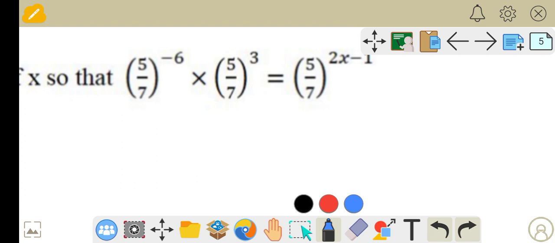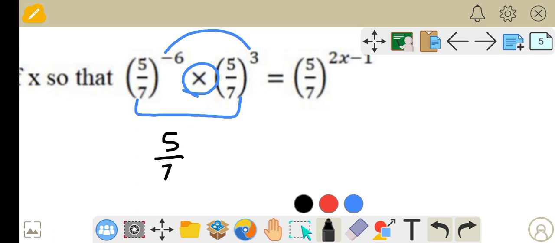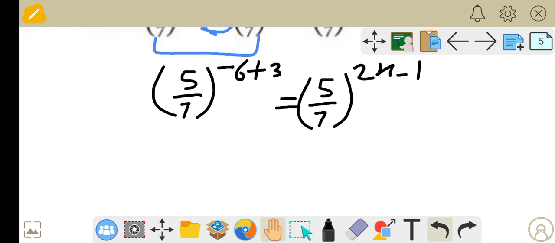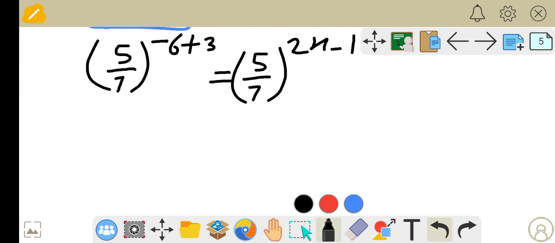We have a law: when two bases are the same and in the form of multiplication, then their exponents should be added. So it can be written as 5 by 7 to the power minus 6 plus 3, and on the right side we have 5 by 7 to the power 2x minus 1. Now both bases are the same, so we can compare their exponents and write minus 6 plus 3 equal 2x minus 1.